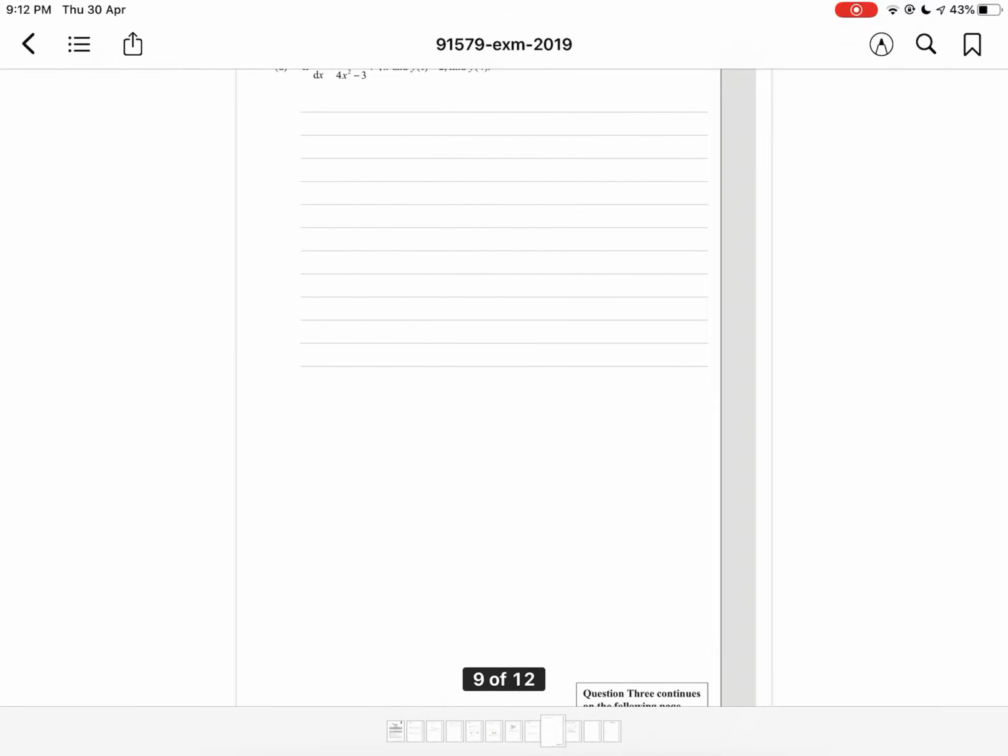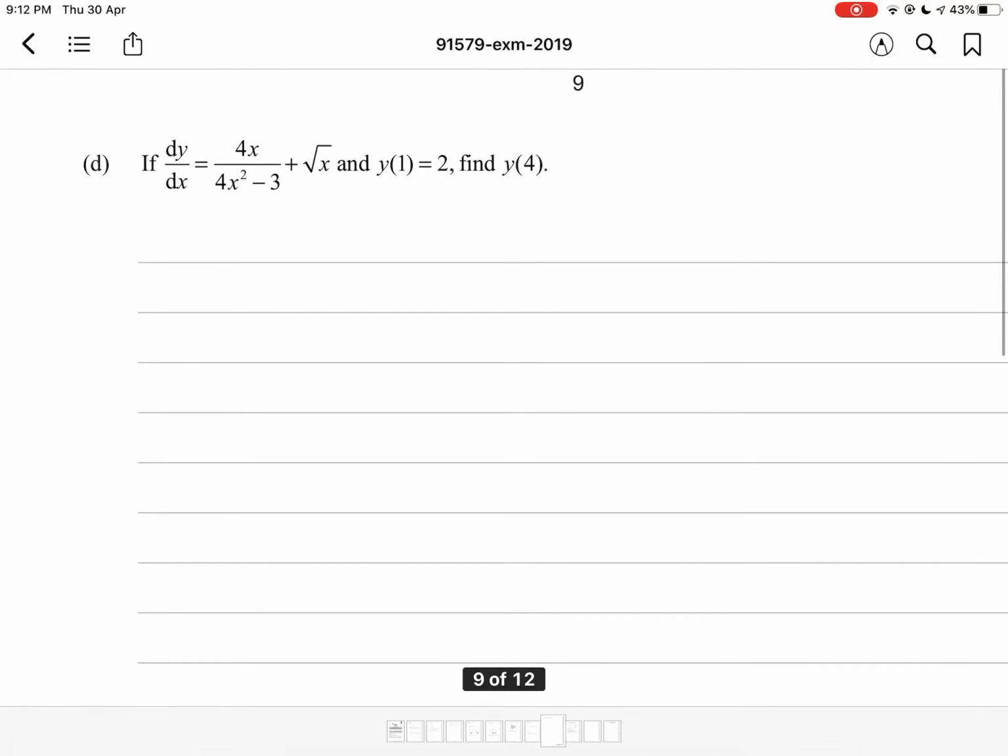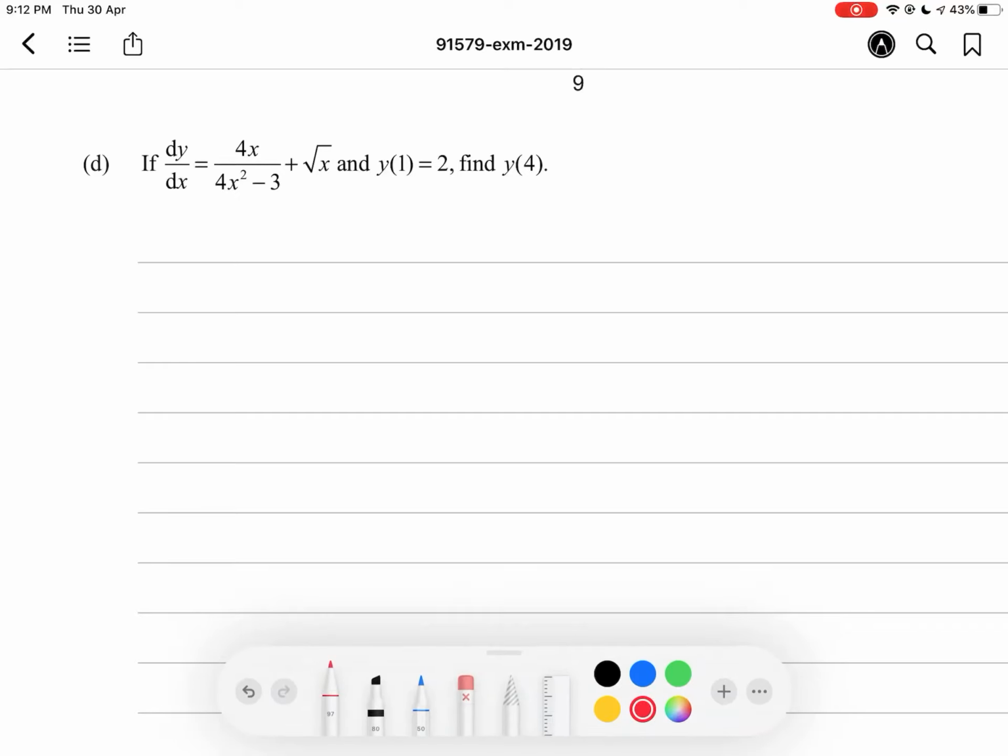All right, question D. If dy over dx equals 4x over 4x squared minus 3 plus root of x, and y of 1 equals 2, find y of 4. For this question, if you notice the denominator here, if we say f of x equals 4x squared minus 3, and we find the derivative of that, it will give us f'(x) equals 8x. So notice that 8x is exactly 2 times as big as 4x.